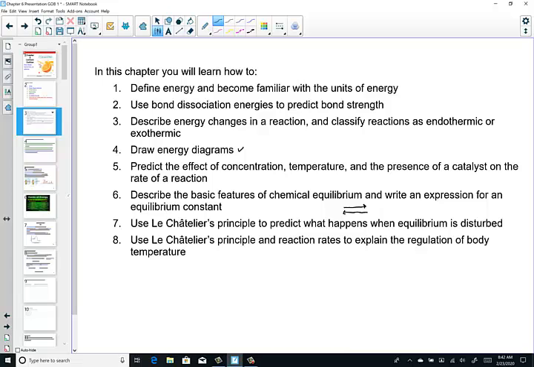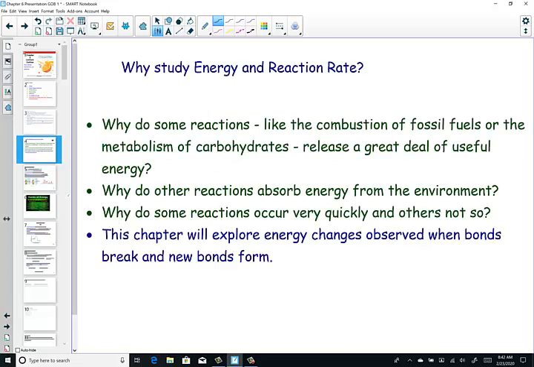And if we do put a disturbance on a reaction that's in equilibrium, we'll apply Le Chatelier to predict if the forward or the reverse reaction will be favored. All kinds of good stuff related to chemical equilibrium. So remember, why are we studying this? What is it about energy and reaction rates that devotes our time?